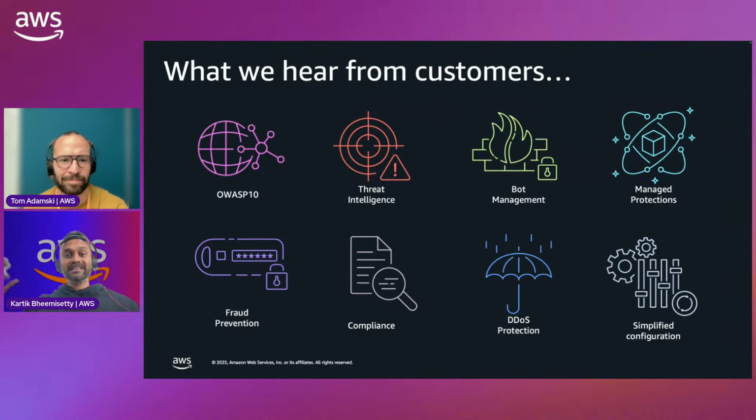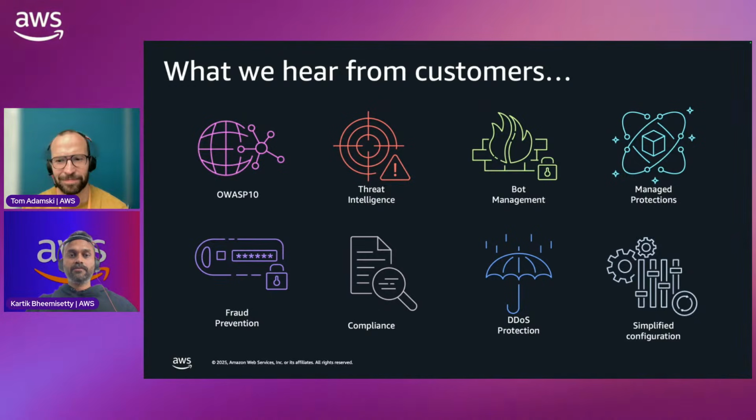In general, what do customers want from a web application firewall? They want OWASP Top 10 protection. They want threat intelligence and bot management. They want managed protection, probably a one-click solution, where you don't have to understand your traffic first. You can quickly start with a basic protection and then evolve on top of it. They want fraud prevention, they want to maintain compliance, they want DDoS protection, and last but not the least, simplified configuration.